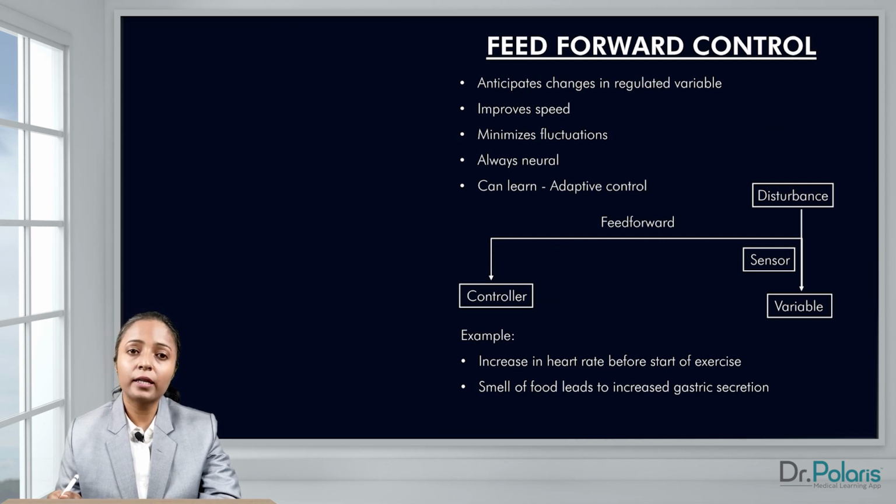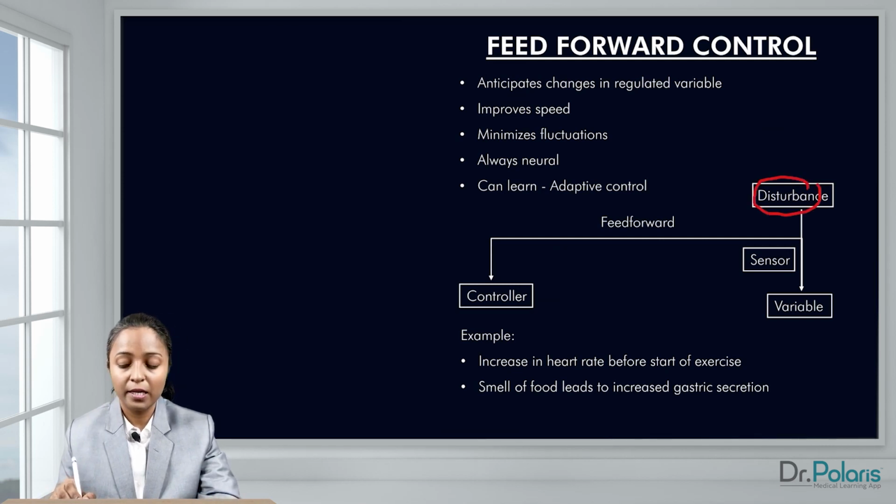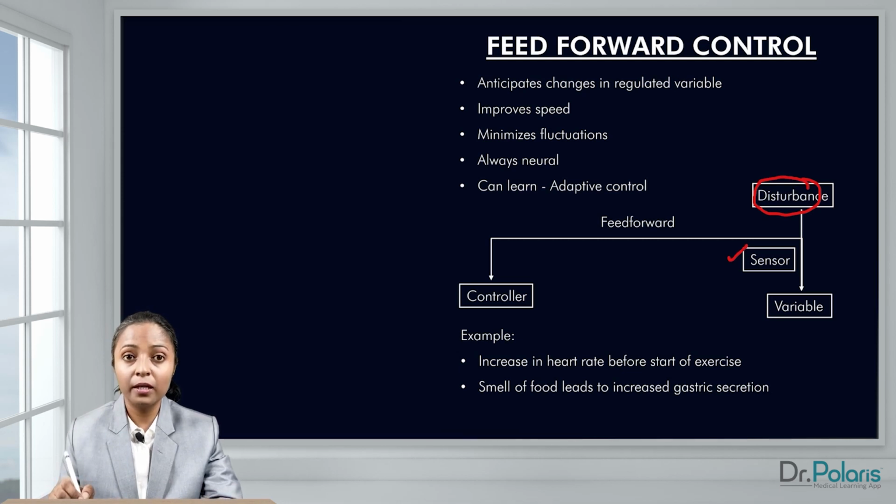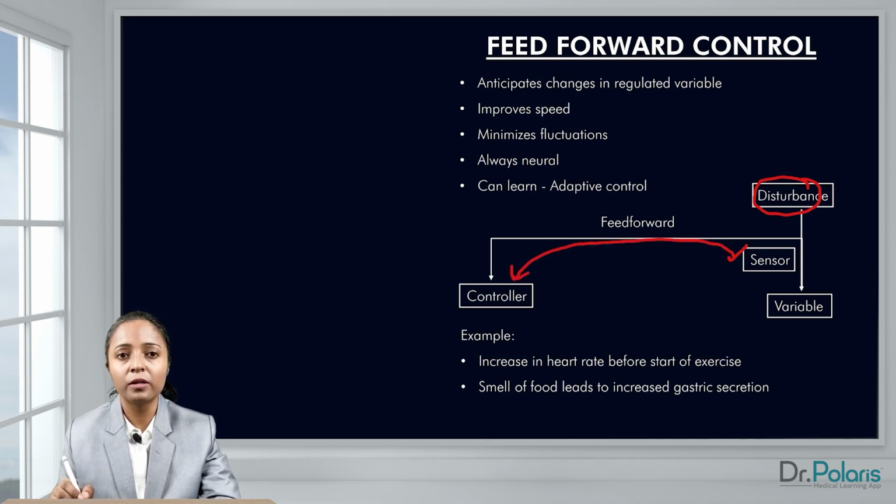In feedback we were talking that the output is being fed back as input. In feed forward, the disturbance itself is sensed by the sensor. In feedback, it is the variable value which is being sensed by the sensor. Here, the disturbance which is going to change the value has not yet changed it, but it is sensed by the sensor, which sends the information to the controller. So the controller can make the changes beforehand itself. So it is preventing the anticipated change in the value of the variable. So that is the feed forward control system.